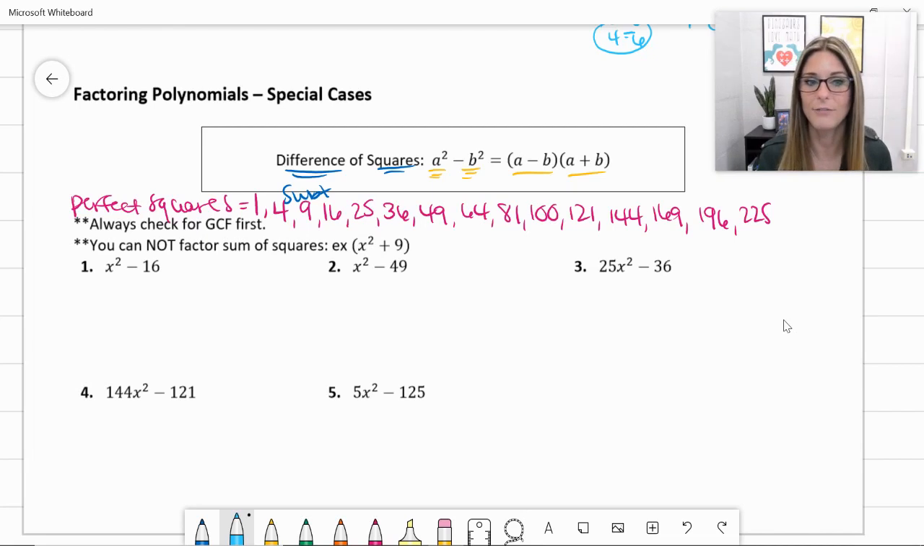And then you cannot factor a sum of squares. I've given you the example. You cannot do x squared plus 9. They have to be subtracting. So number 1 says x squared minus 16.